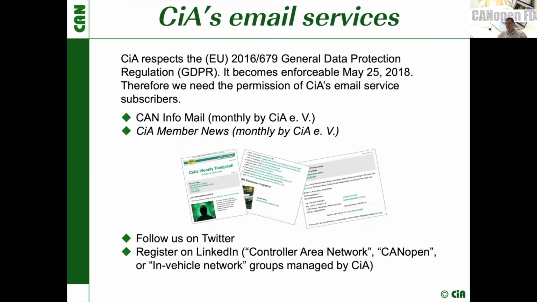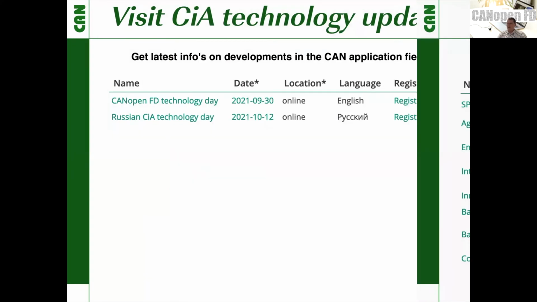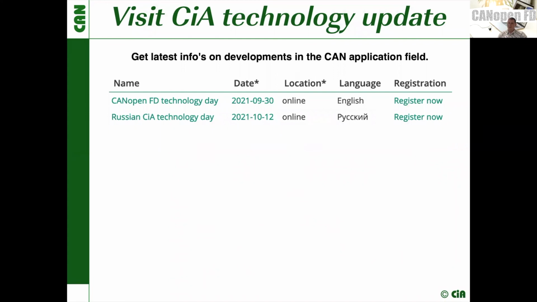For additional information, to stay updated, please register for our email services, which appear monthly: the info mail for non-members, and the CiA member news intended for people from CAN Automation member companies. If you want to discuss the latest CAN-based issues, you can hopefully meet us once again at the SPS in Nuremberg or other fairs that will hopefully take place next year when we have overcome the Corona pandemic. You can learn more about certain issues at the CANopen FD Technology Day at the end of September. We will have another day in Russian language, if you have Russian colleagues, in mid October.